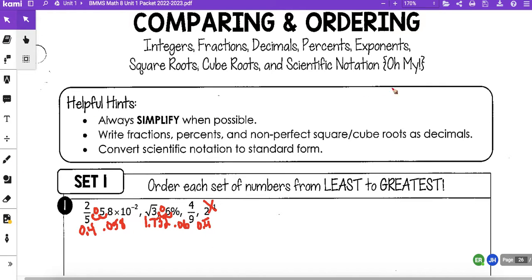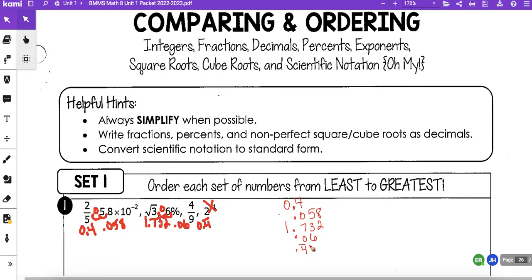Okay, so now we're going to take all of those and we're going to line them up. And then we're going to compare them to put them in order from least to greatest. So I'm going to line up 4 tenths. I'm going to line up 58 thousandths. So notice I'm lining up the decimals. Okay, the next one was 1.732 or 1 and 732 thousandths. The next one was 0.06, so I'm going to line it up right here. And then finally, 0.4 repeating.